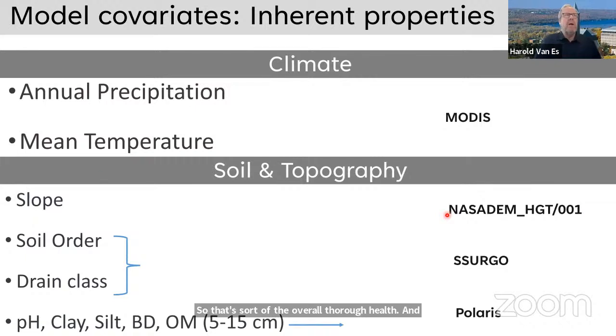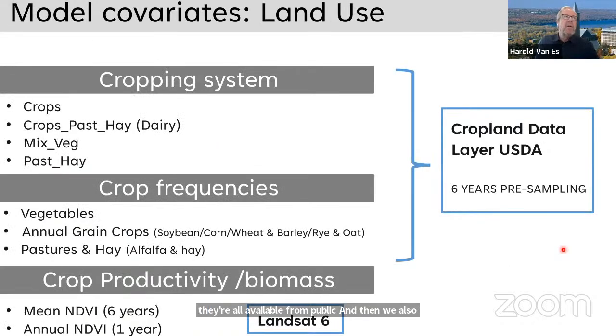And we used information on inherent properties, so climate and soil and topography, like slope, order, drainage class, pH, clay, silt, bulk density, and organic matter. And they're all available from public sources. And then we also had some additional land use related covariates, mostly cropping system. For example, whether it was annual crops or pastures, mixed vegetables, hay, the frequency of those crops, and how much pasture or how much vegetable was in the system. And then we looked at the biomass or the productivity using satellite information, using mainly NDVI or plant biomass data.